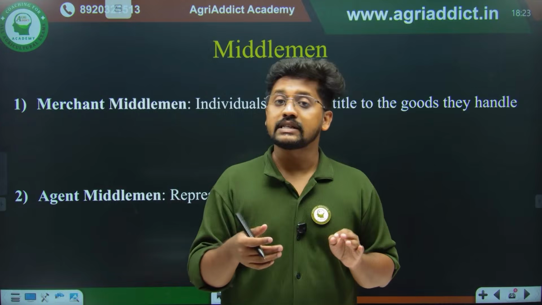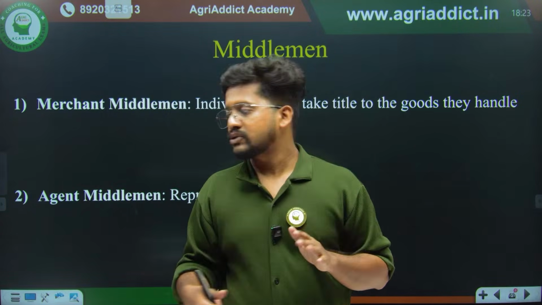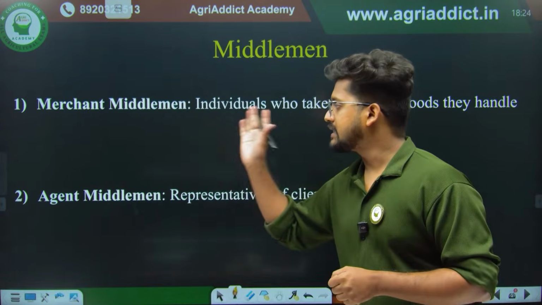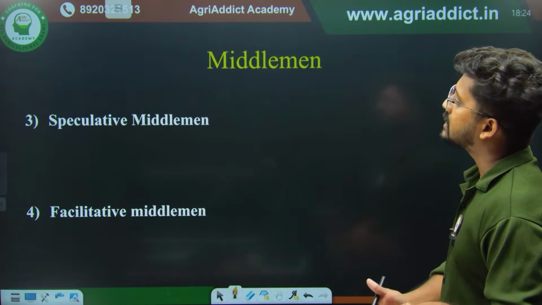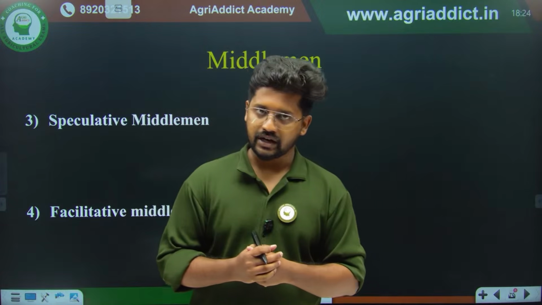So physical handling is not there with respect to the buyer, but with the commission agent it is there. So they are the agent middleman. So merchant middleman and agent middleman. Then comes the speculative middleman. Speculative middleman means they are a little more profit oriented ones.